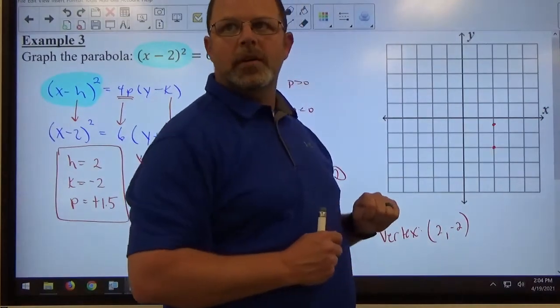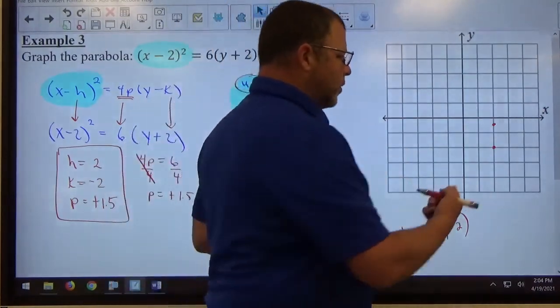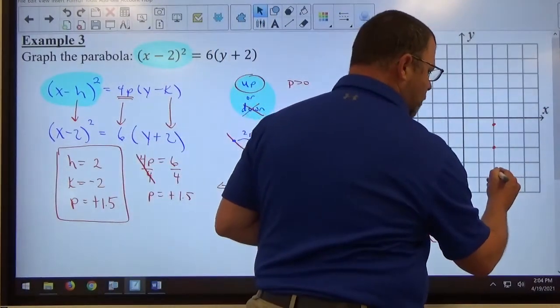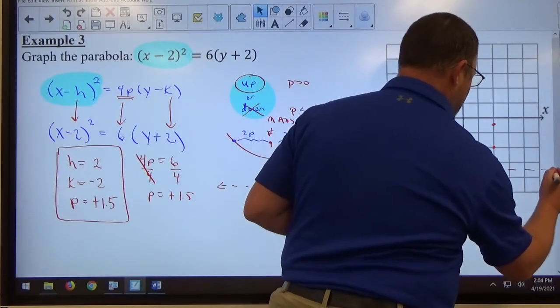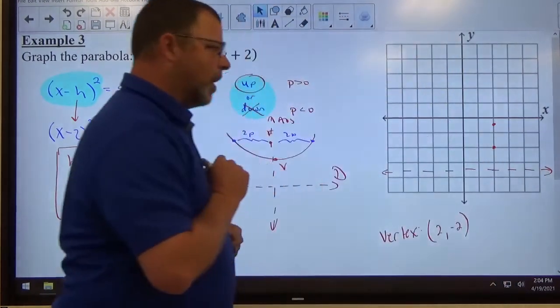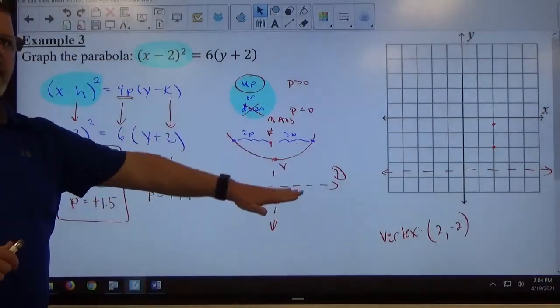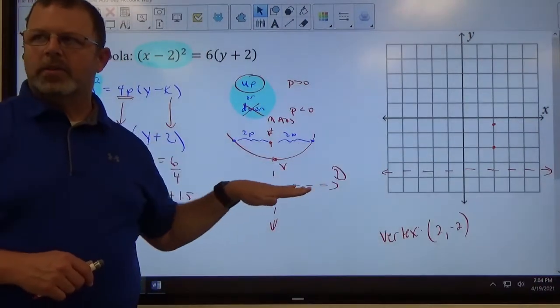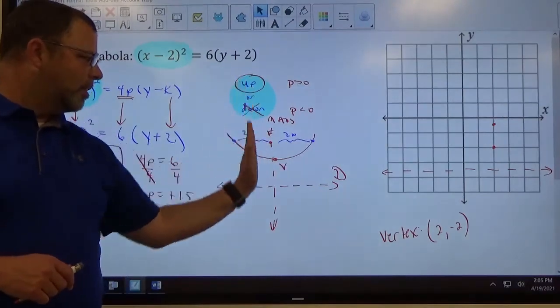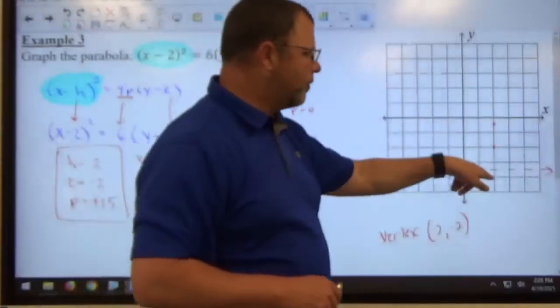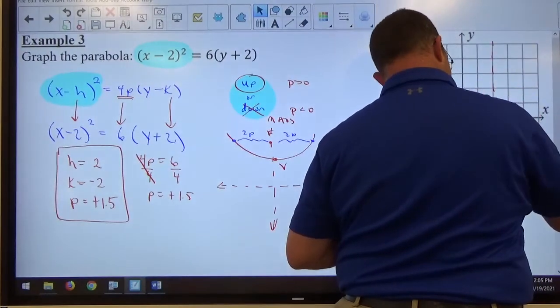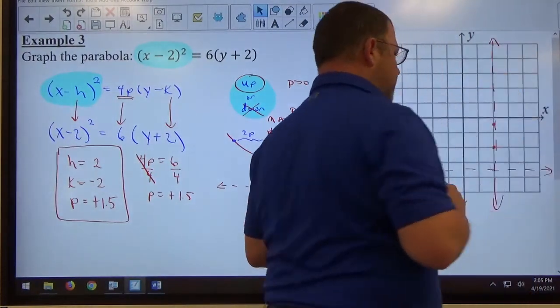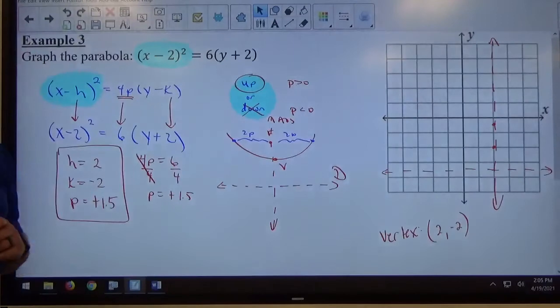How far? 1.5 down. So if I'm here, 1.5 down will be here, but again, the directrix is a line. So we do a dashed line to represent the directrix. Again, for an up-down parabola, the directrix is horizontal. The axis of symmetry is vertical, and it passes through the focus and the vertex. So I draw my axis of symmetry in like so. The last thing I need is 2 more points.